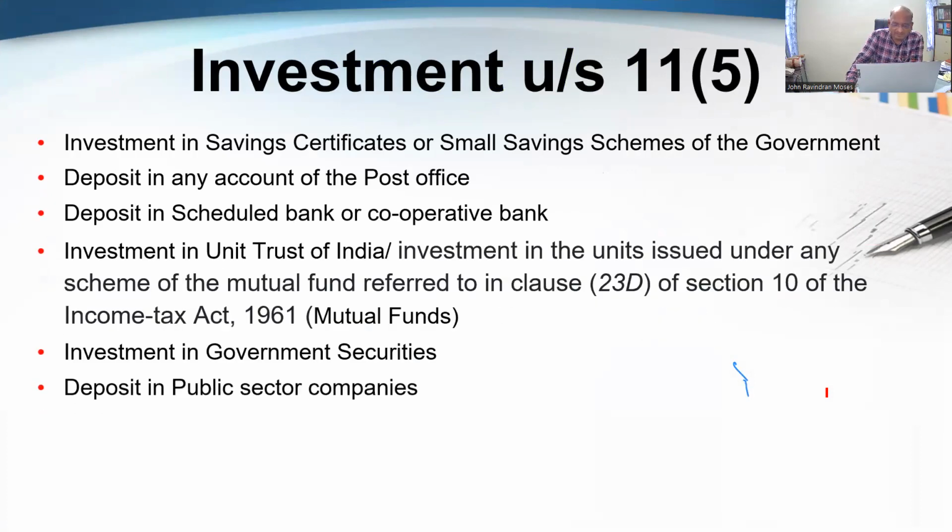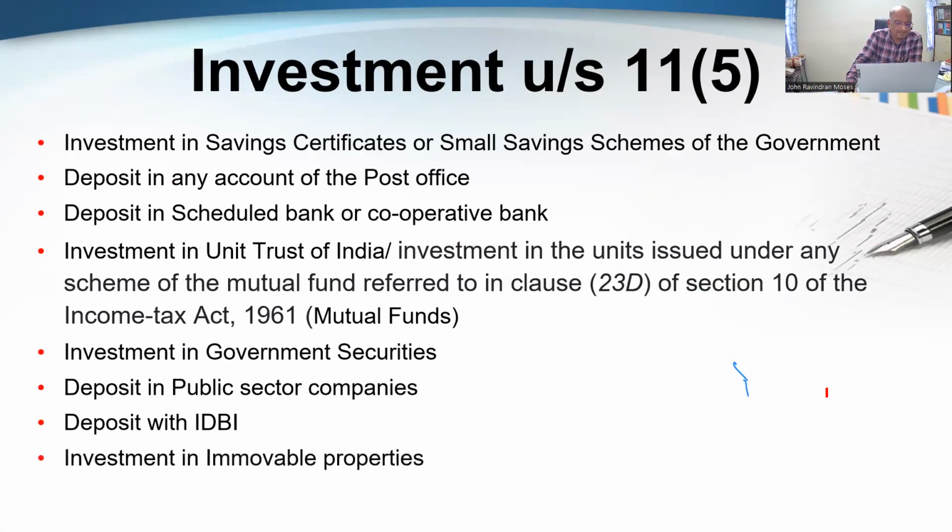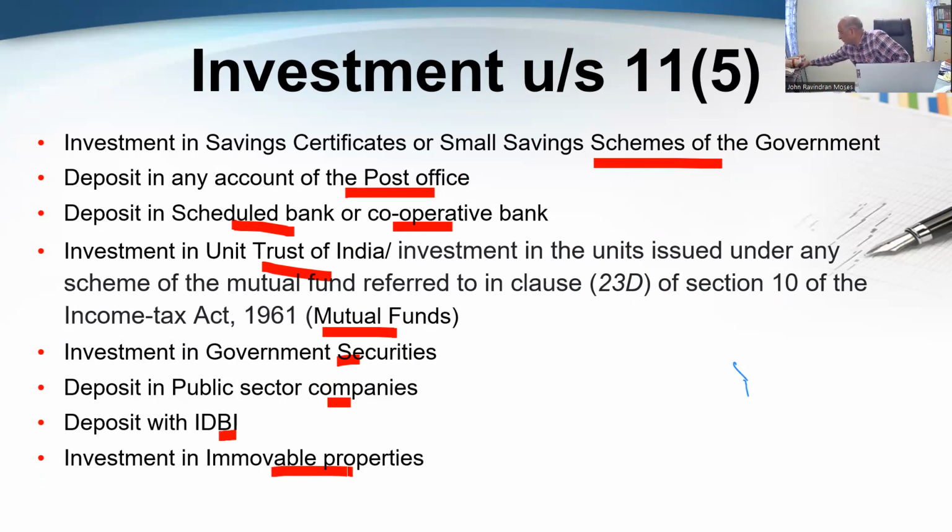The list is actually not exhaustive. There are more here. If you look at the main list, most of them are government controlled, government ones, scheduled bank or cooperative bank. Sometimes it can be a problem also. Then Unit Trust of India and mutual funds are also there. But I would advise caution if you want to invest in mutual funds. Government of India securities, public sector companies, IDBI, investment in immovable properties. So these are all 11.5 modes.